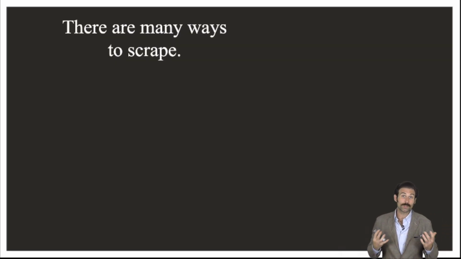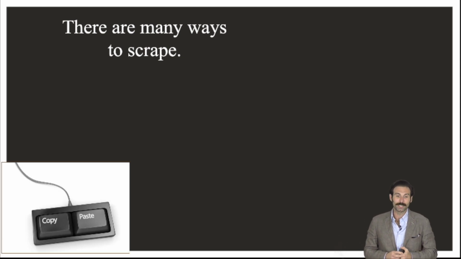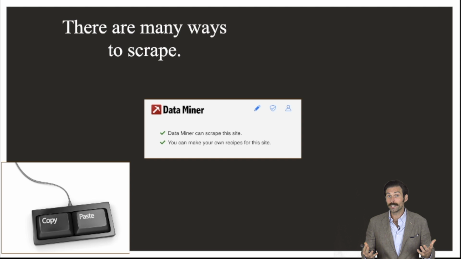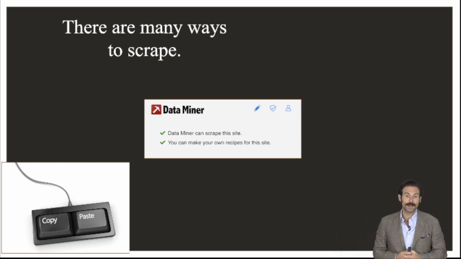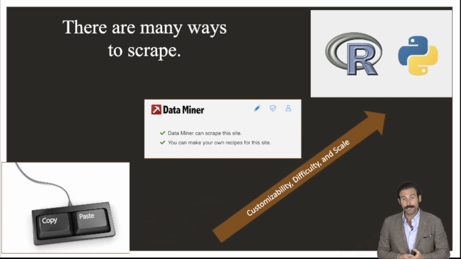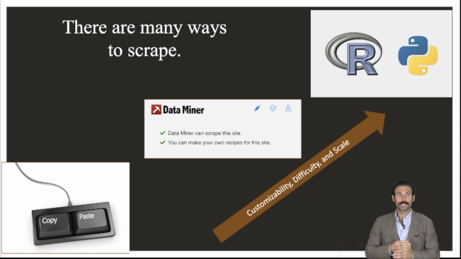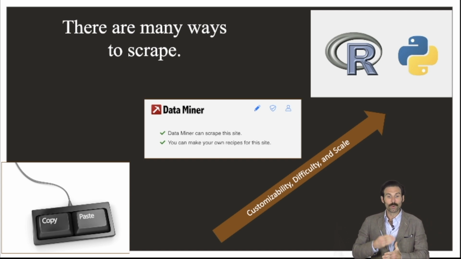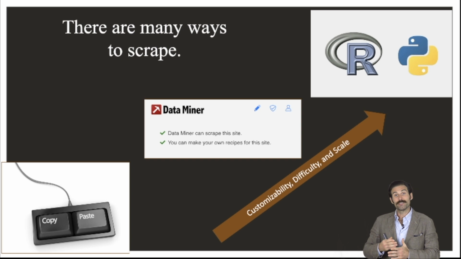So there are also different ways to actually conduct web scraping. We've already talked about manual copy and pasting. We are going to use Dataminr, this Chrome extension, and there are more advanced ways using open source programming languages like R or Python. And there's kind of a logic here where these steps get more difficult. There's a bigger learning curve to use each one of these. And as you overcome that learning curve, you get more customizability, and you have the opportunity to download more data.